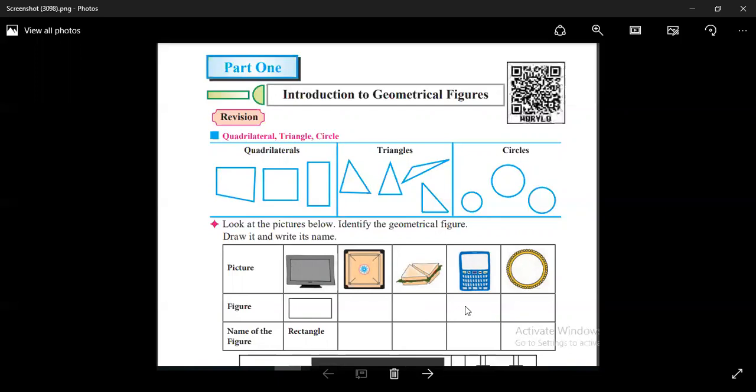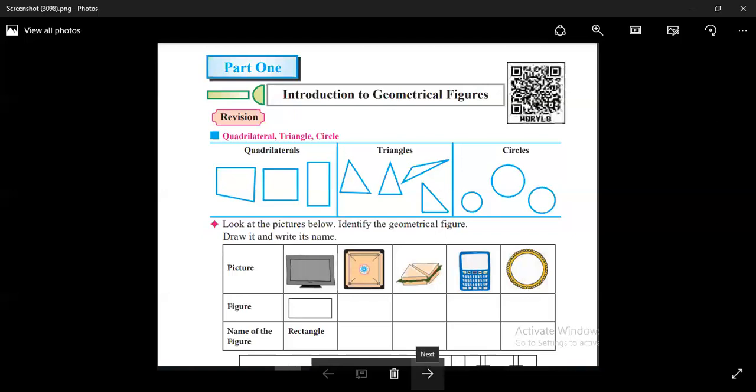The next one is a keyboard. So it is again a rectangle figure. So you can write here this is a rectangle because the two opposite sides are equal. So you have to draw the figure of rectangle in vertical shape and write the name rectangle. The next is a circle. So you have to draw the circle and write the name of the figure, that is circle.